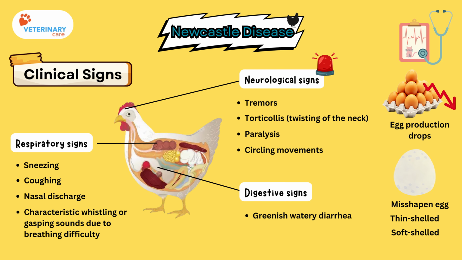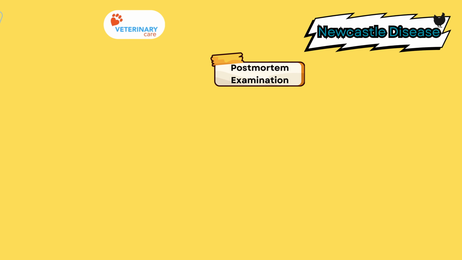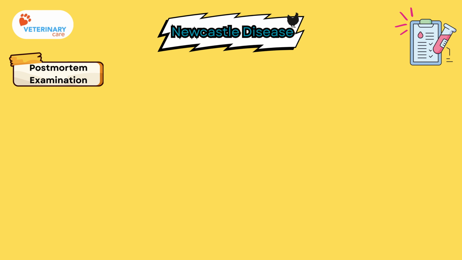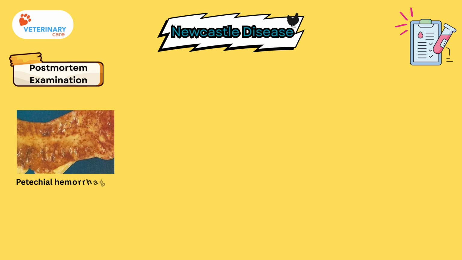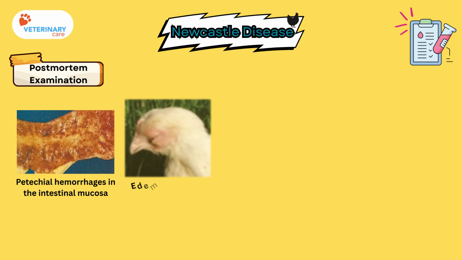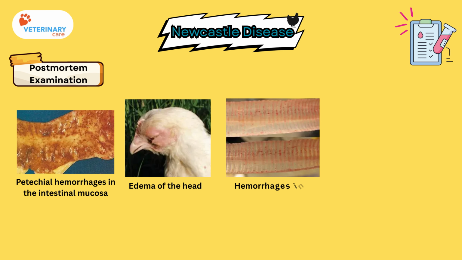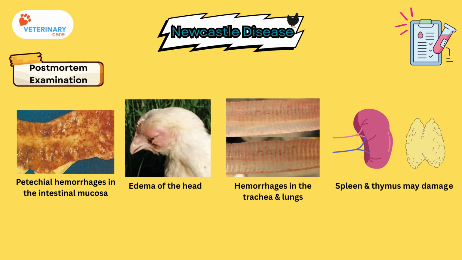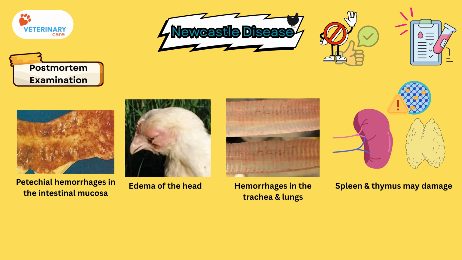On post-mortem examination, several lesions may be observed. These include petechial hemorrhages in the intestinal mucosa, edema of the head, and hemorrhages in the trachea and lungs. The spleen and thymus may also show signs of damage. However, these lesions are not specific enough to confirm the disease, which is why laboratory diagnosis is essential.